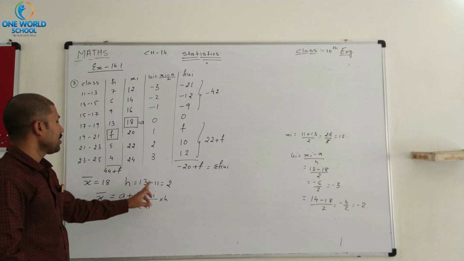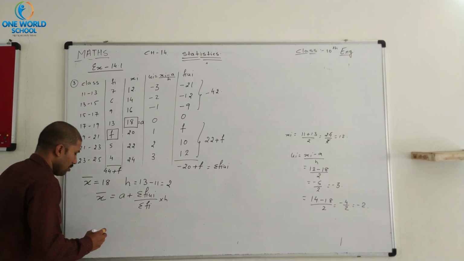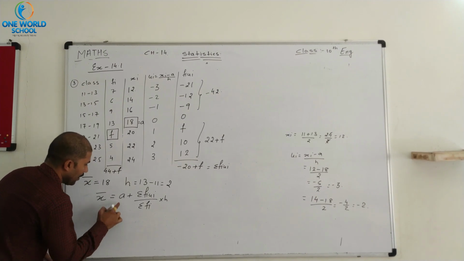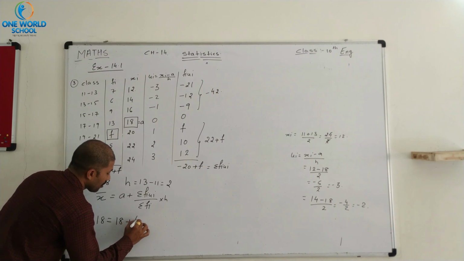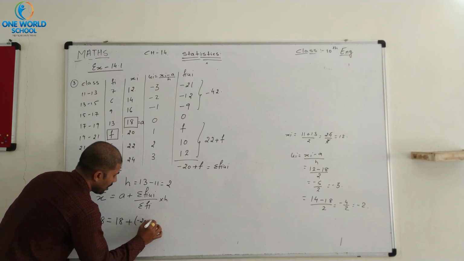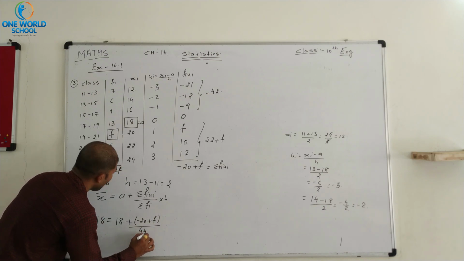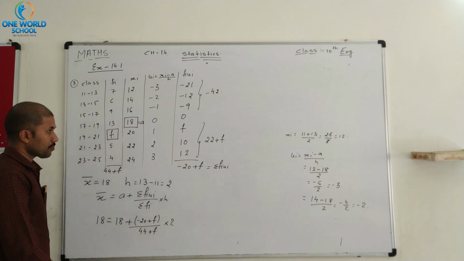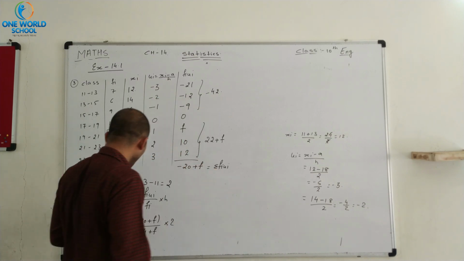And the value of h is 2. Put each and every value in the given formula. The value of x bar is 18, the value of a is also 18, plus minus 20 plus f upon 44 plus f into 2. Now we can solve easily.